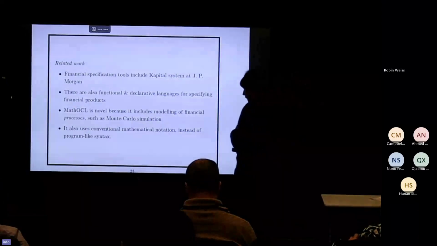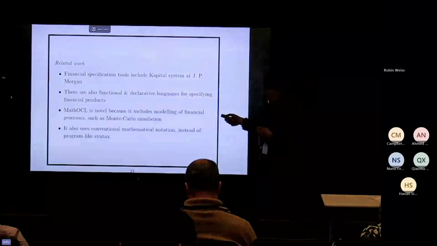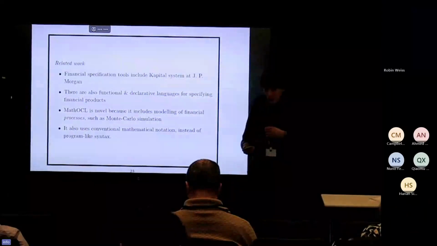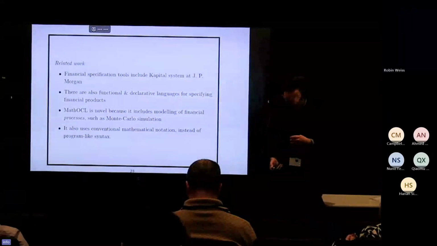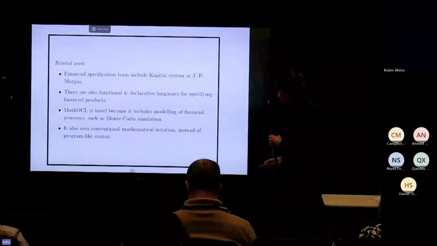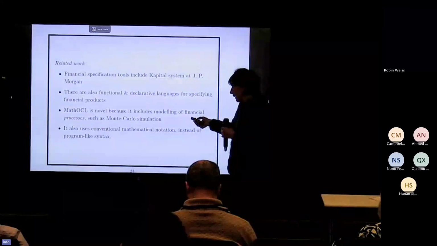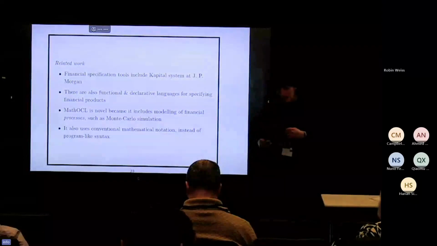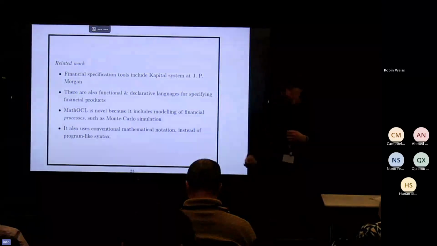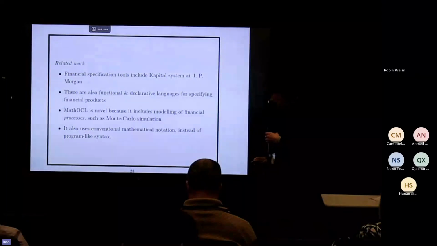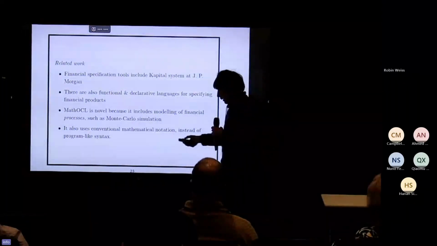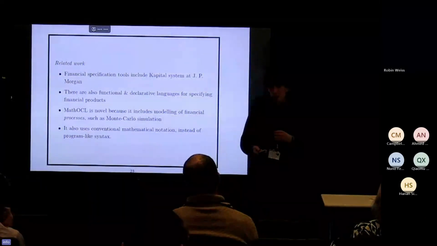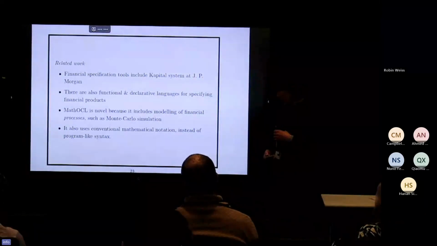Okay, so there's been quite a lot of work in this field, mainly though at a theoretical level. One of the more practical aspects was the Capital system, but that doesn't seem to have gone forwards. Where we think MathOCL is novel is that it includes modeling of financial processes, not just a static specification, but it shows these dynamic aspects of a system. And it also uses, where possible, conventional mathematical notation rather than some program-like syntax, because these users, as I say, have their expertise very much in mathematics.